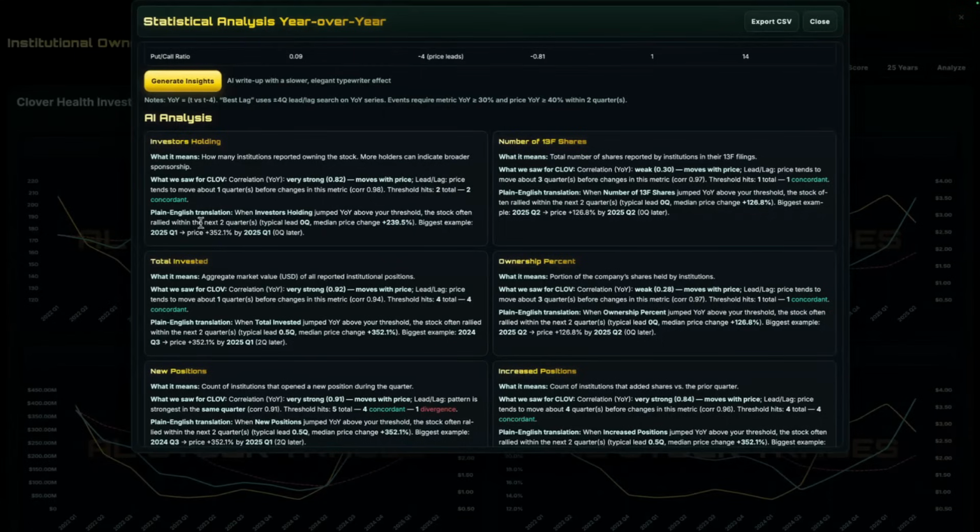And then here's the plain English translation. So people are like, okay, what the hell does this mean? And this kind of spells it out. I'm not going to read all this. I'm just going to read one because it's going to take you a long time. When investor holdings jumped year over year above your threshold, the stock often rallied within the next 2 quarters. Typically, 0 quarter median changed 239%. Biggest example was Q1 2025, price 352%, right? So it gives you all this analysis.